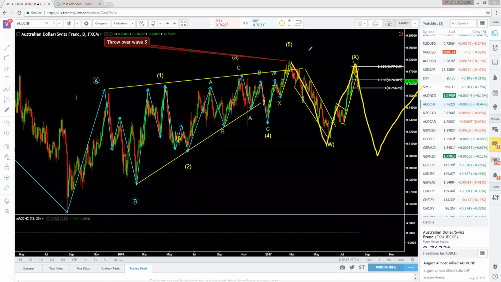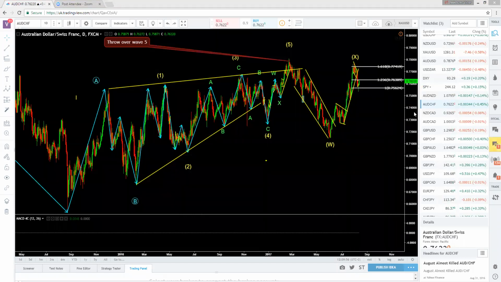Okay, so after the leading diagonal, what we expect is a W, X, Y, right? Or an ABC, depending on what structure this is in here. Okay, but for me, when I looked at this structure, it did not look like 5 waves, it looked like a 3 wave. So this is why I've got W, X, Y, and we are expecting. Okay, let's just show this diagonal.